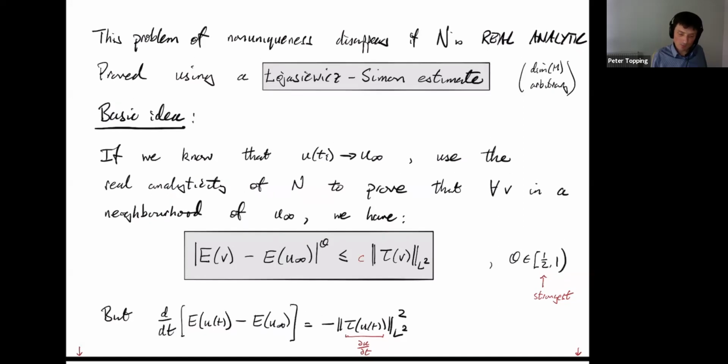Okay, so the other ingredient, which is just the definition of gradient flow, is that if you take the derivative of the energy, or equivalently the energy minus the limiting energy, then you get, just by virtue of it being a gradient flow, minus the L2 norm of the tension squared. Okay, so what do we actually want to achieve here?